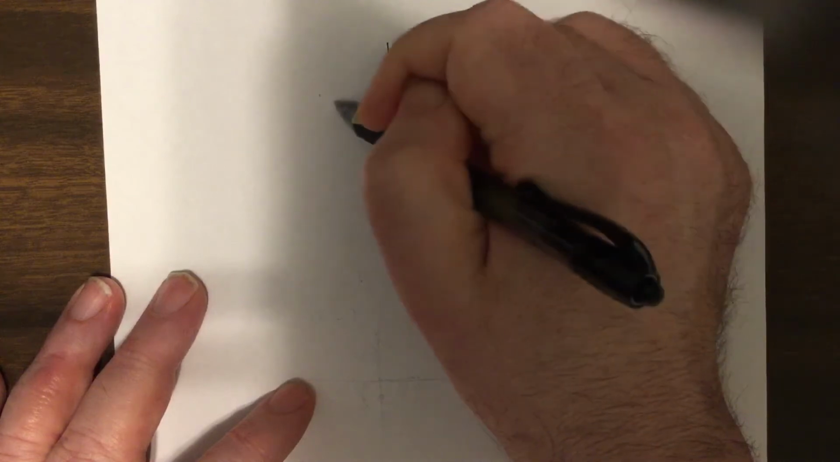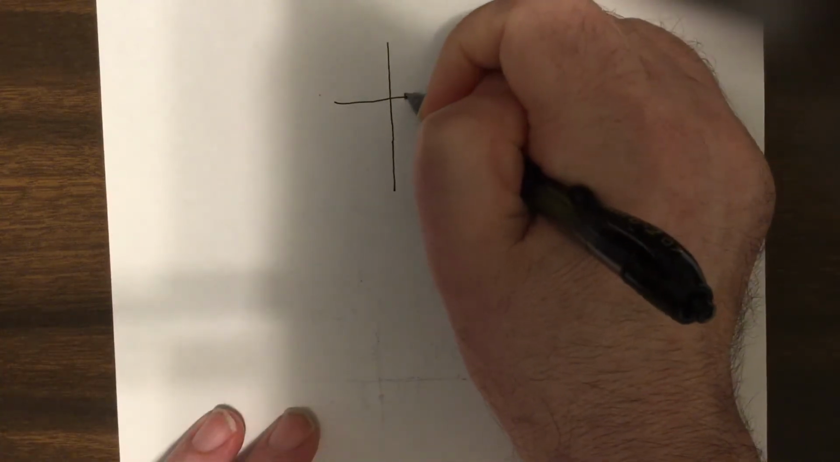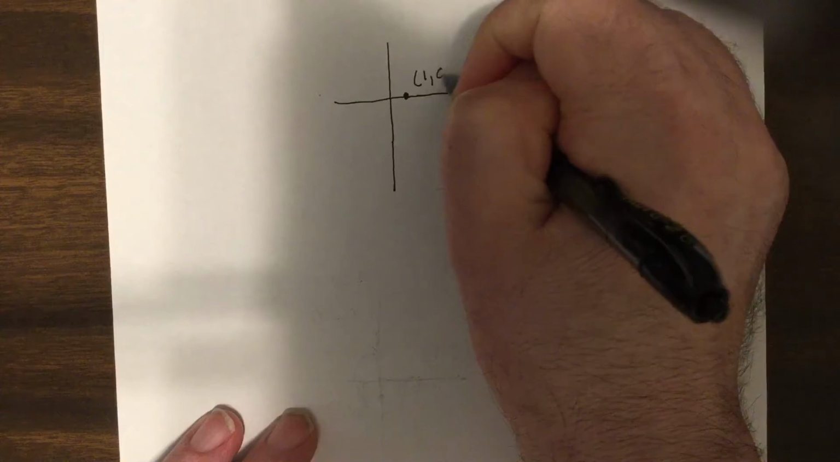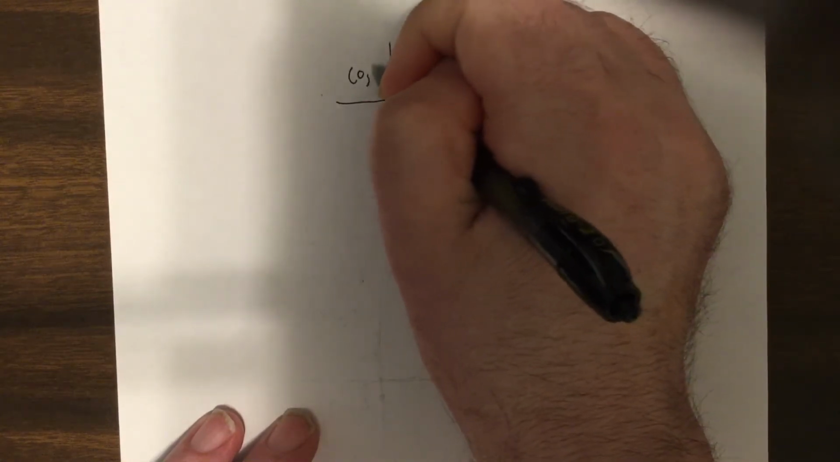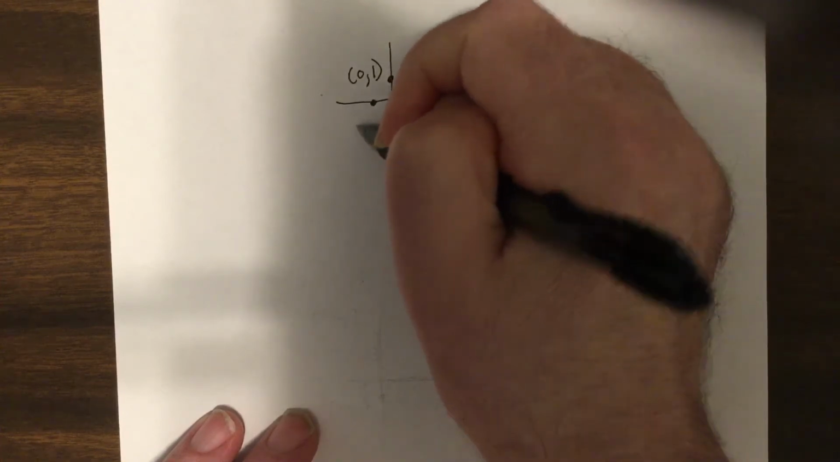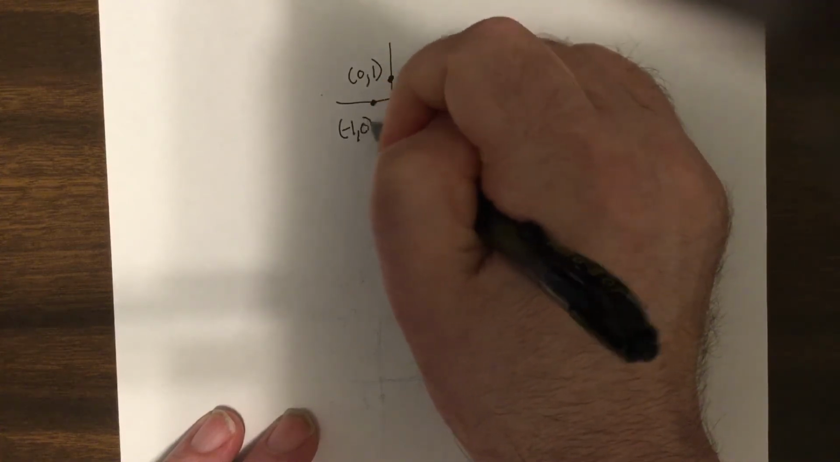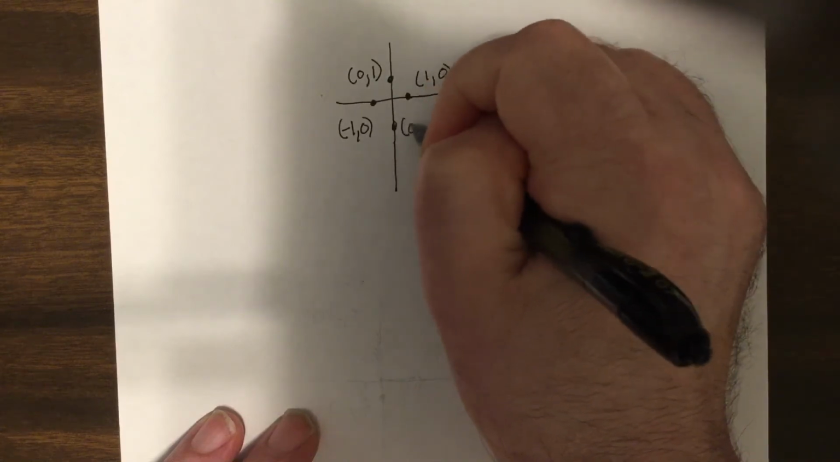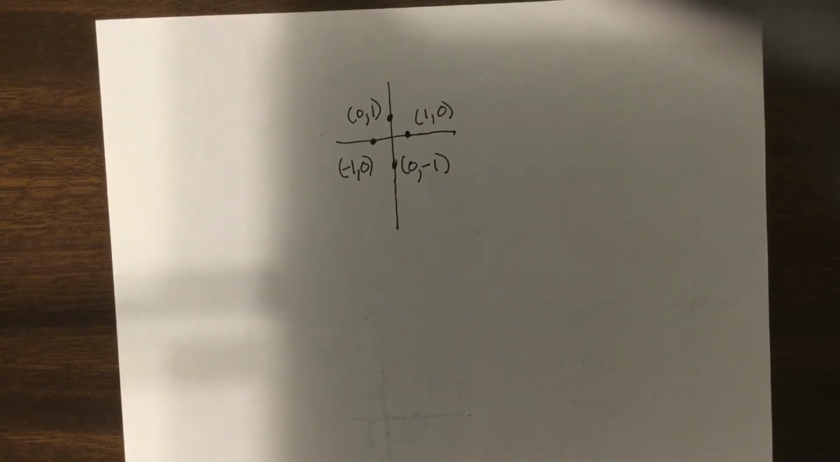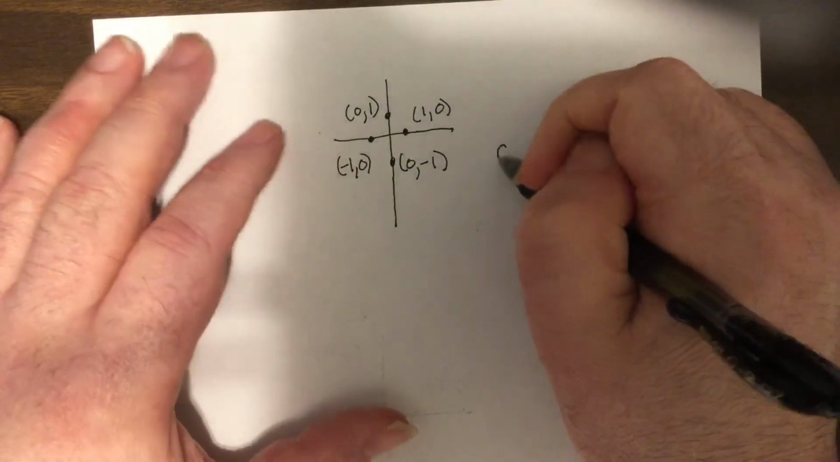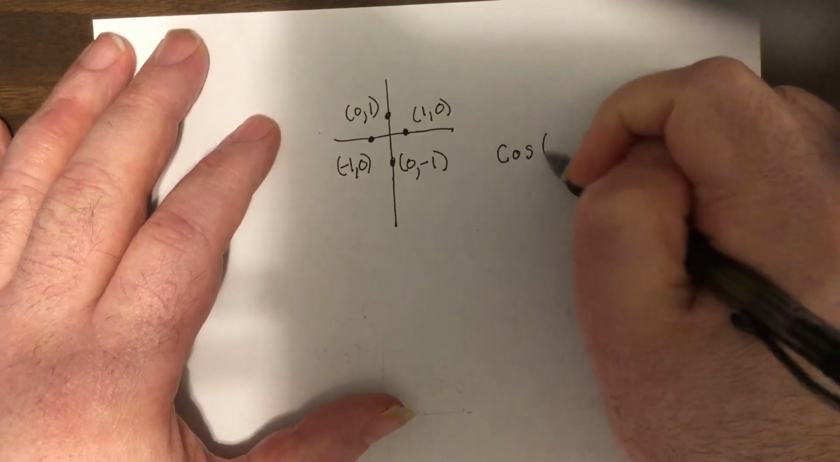So if you noticed, we only have 4 ordered pairs that are used. When you're on this axis, it's (1, 0). When you're on this axis, it's (0, 1). When you're on this axis, it's (-1, 0). And when you're on this axis, it's (0, -1). So there's an infinite number of angles, but there's only 4 points that you need to use when you're dealing with quadrantal angles.